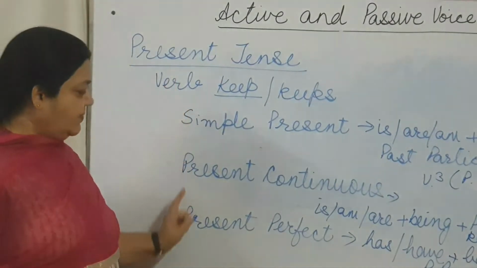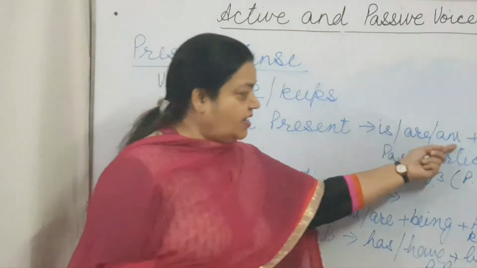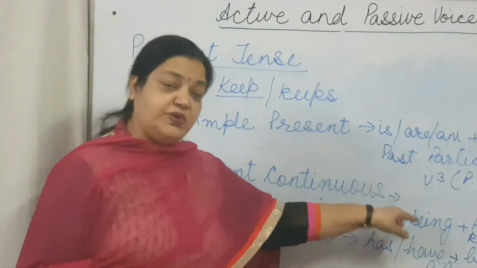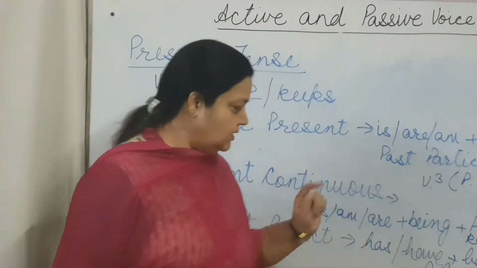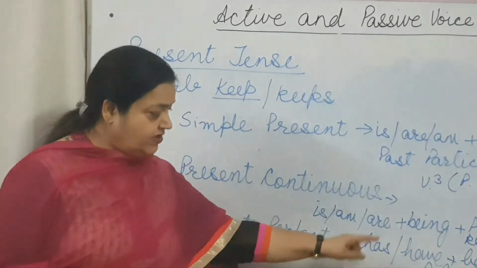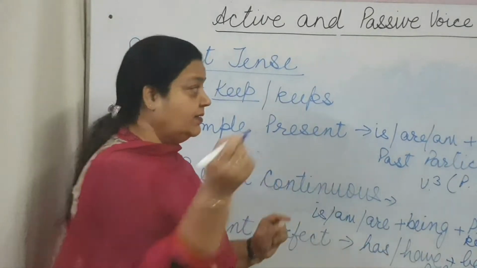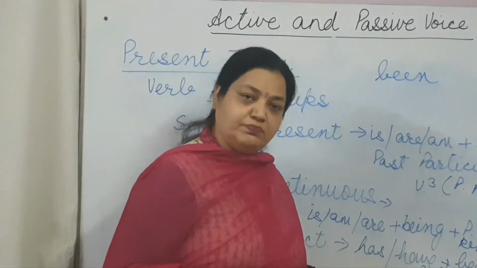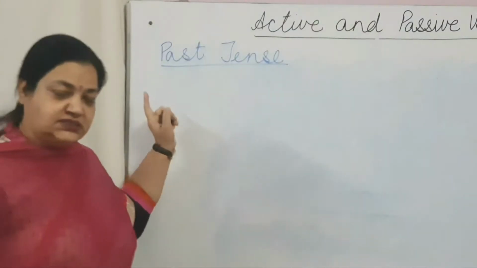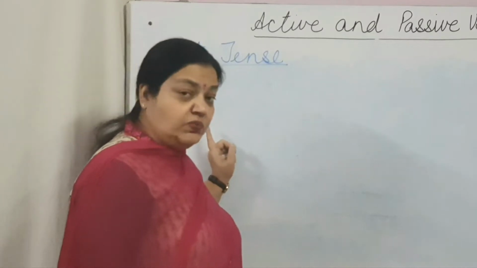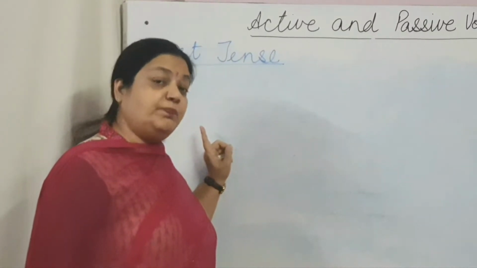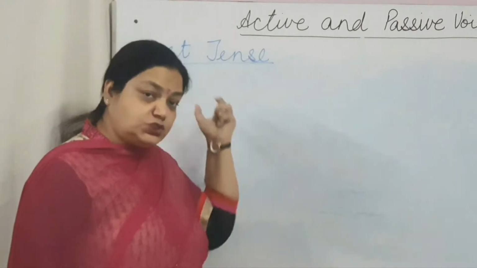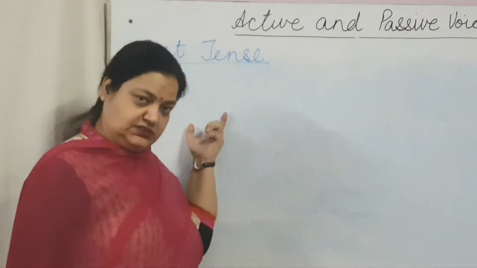This is for your present tense. Simple is is, am, are plus past participle. Continuous is is, am, are plus being plus past participle. Perfect is has, have plus been and past participle. About past tense, children, when we see that our passage is in past tense, so the verb given in the instructions is to be changed in past tense.